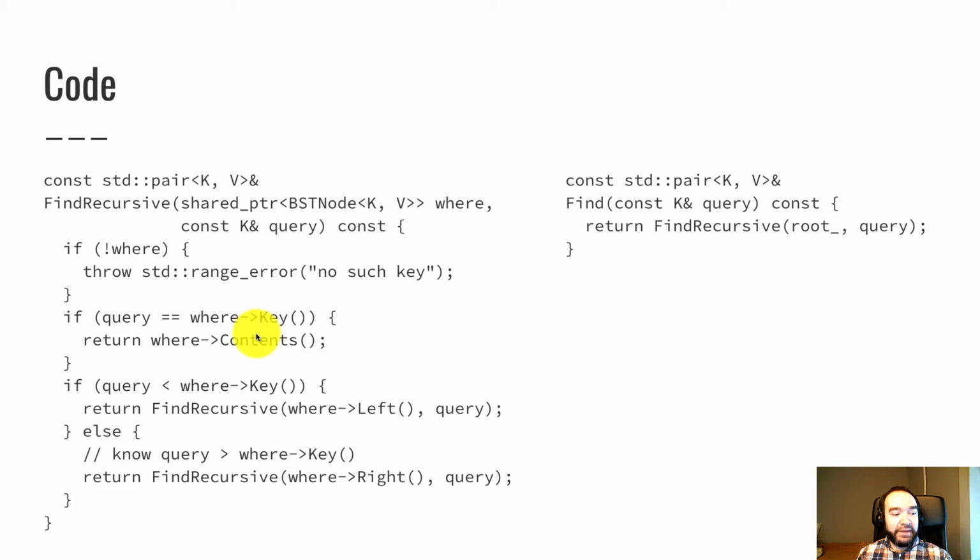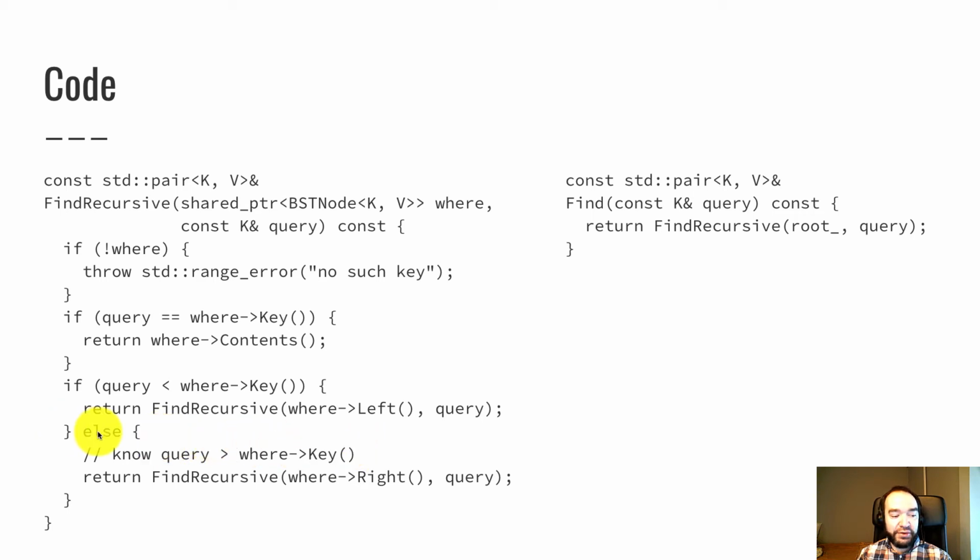And then if neither of those base cases applied and we get past that, then we know that we need to keep looking. So if the query we're looking for is less than where's key, we return find recursive where left, comma query. Else, I'll mention that at this point in the code, we know that query has to be strictly greater than where's key, so I don't test for that again.